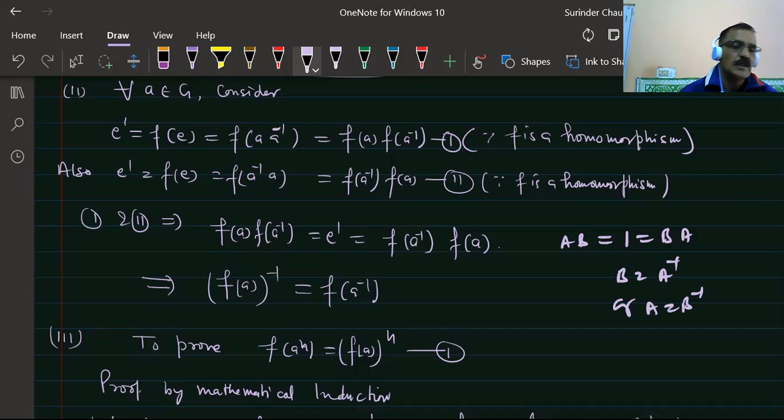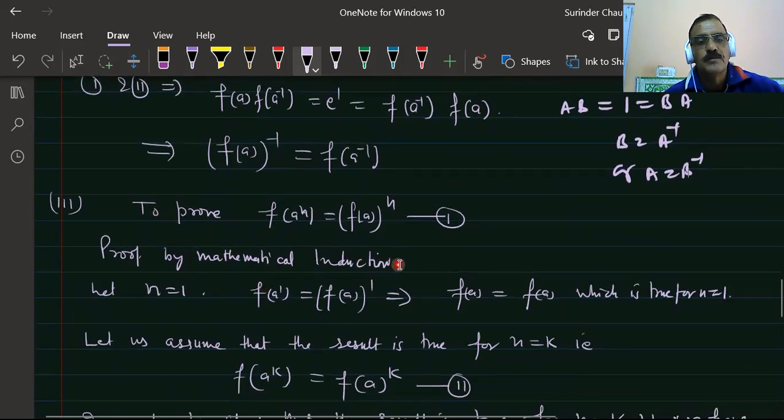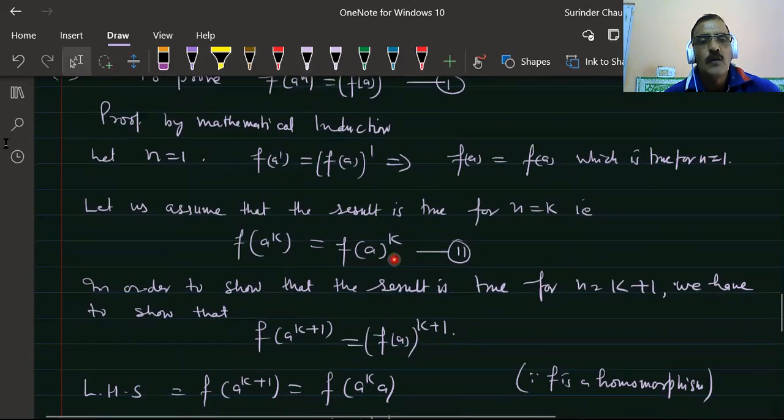This proves the second. Now the third result to prove is f(a raised to n) is equal to f(a) whole raised to n. We'll prove it by the principle of mathematical induction. Let n be equal to 1. So f(a raised to 1) is equal to f(a) whole raised to 1, which implies f(a) is equal to f(a). Now let us assume that the result is true for n equal to k. That is, f(a raised to power k) is equal to f(a) whole raised to k.